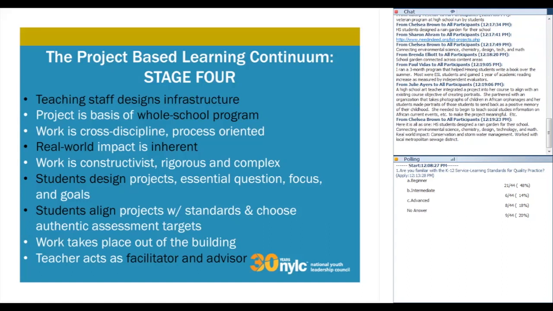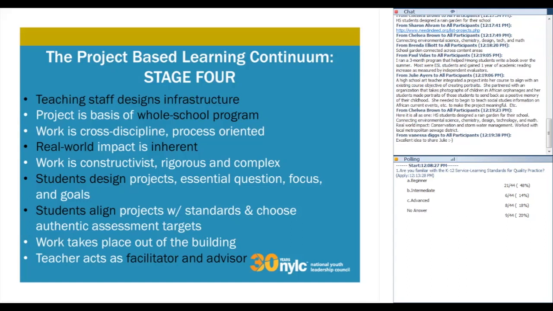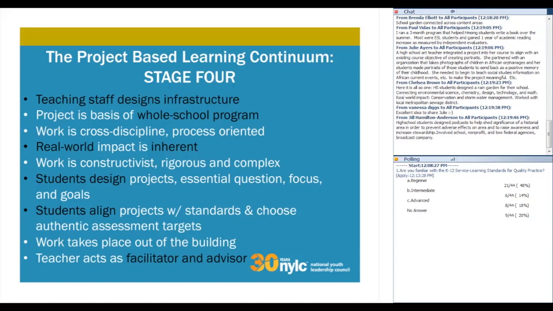High school students designed a rain garden connecting environmental science, chemistry, design, technology, and math, where the impact was conservation and stormwater management. And they worked with the local metropolitan sewage district. So you can see in Chelsea's example, a great connection into the community.